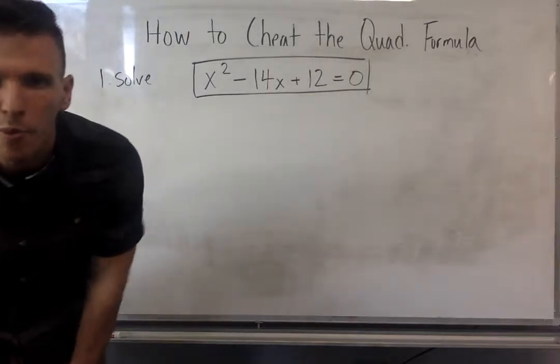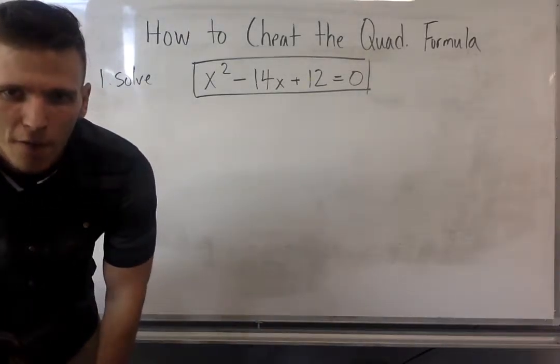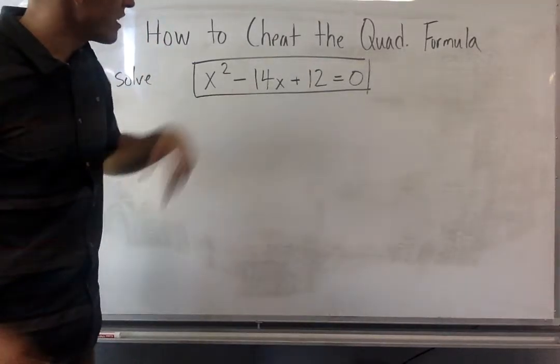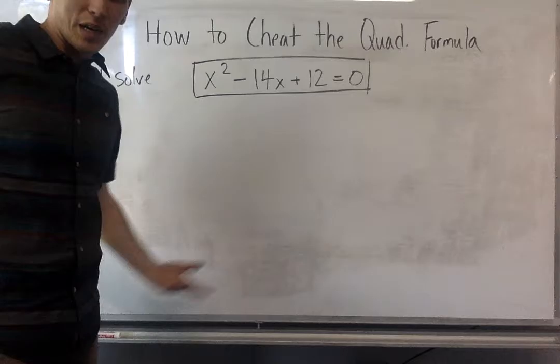Okay, I've decided to come up with one last example problem before I sign off for the day, and it's going to be pretty straightforward. What it's going to look like is x squared minus 14x plus 12 equals 0. I'm going to need to solve this.